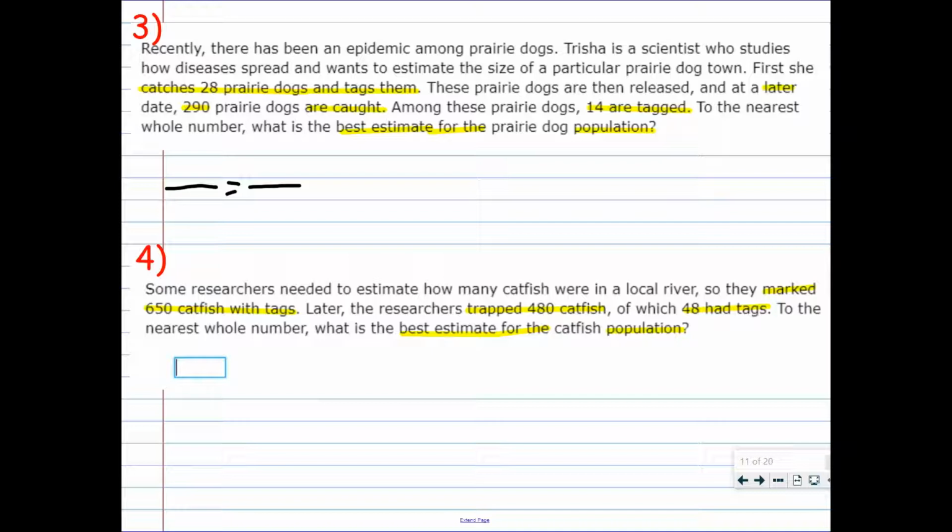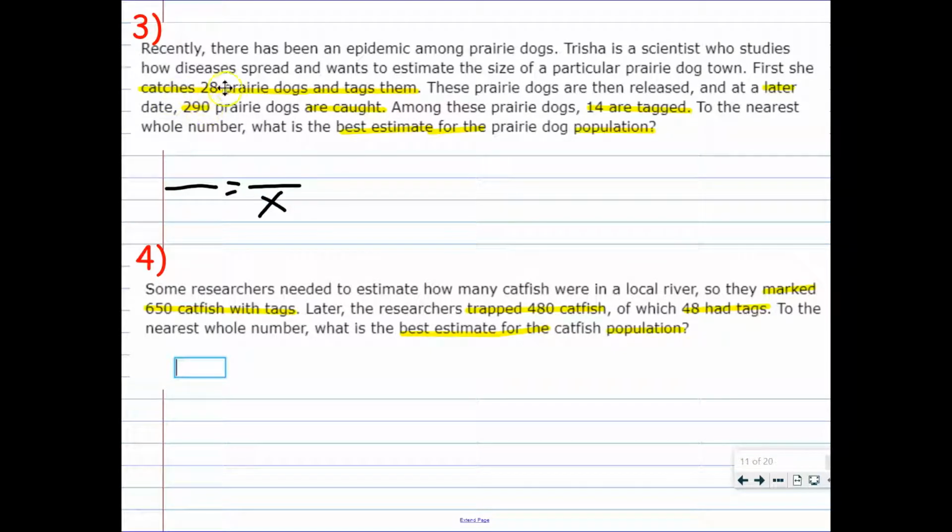First, she catches 28 prairie dogs and tags them. These prairie dogs are released, and at a later date, 290 prairie dogs are caught. Among these prairie dogs, 14 are tagged. To the nearest whole number, what is the best estimate for the prairie dog population? So we actually want to know what the population is based on the sample.